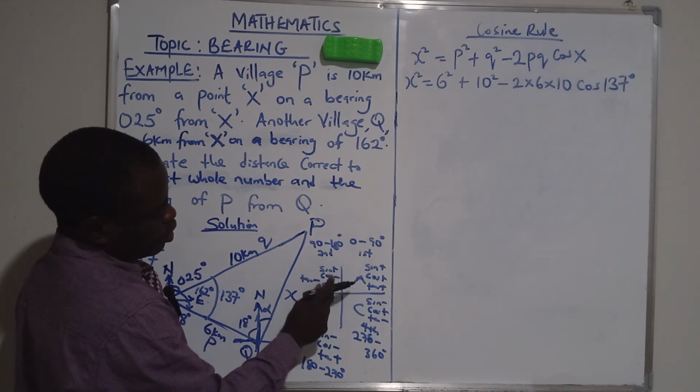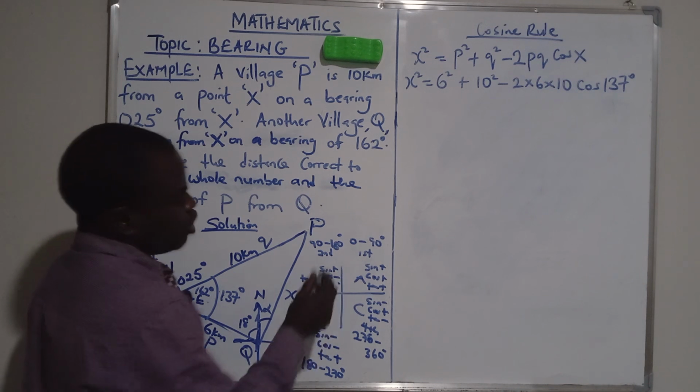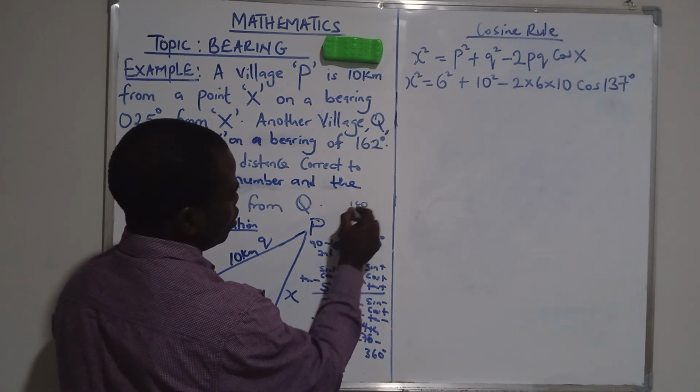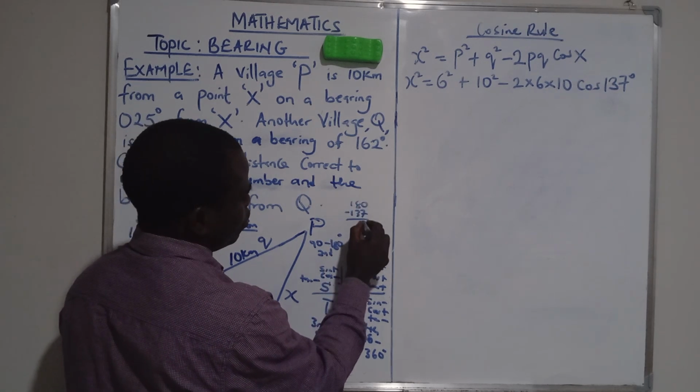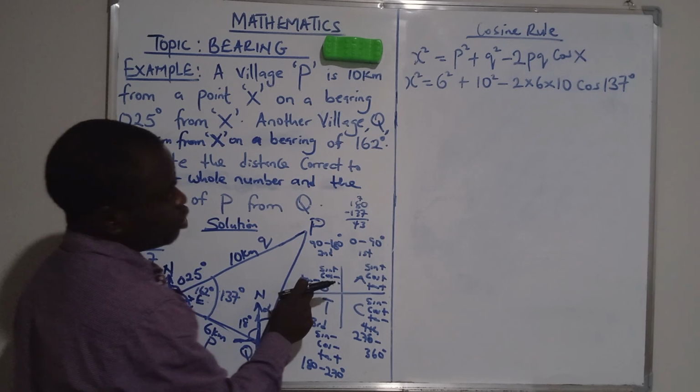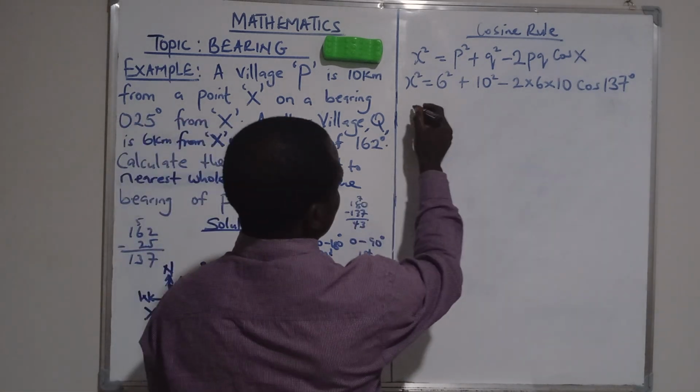Sine is positive, cos is negative. You now remove 137 from 180. 180 minus 137 is 43. You have to introduce a negative because cos is negative in that quadrant.